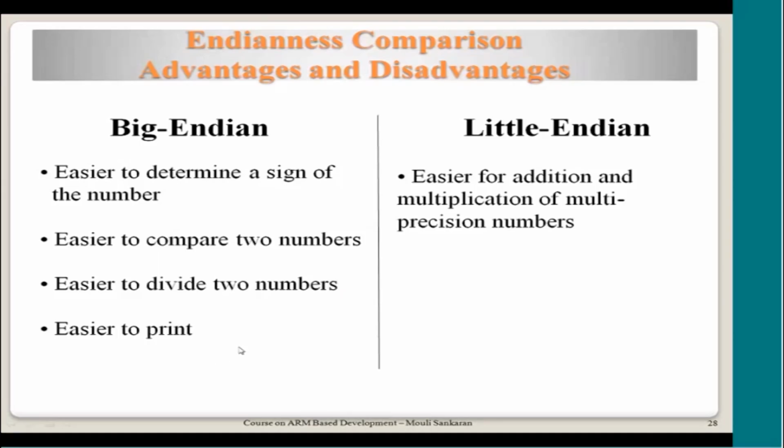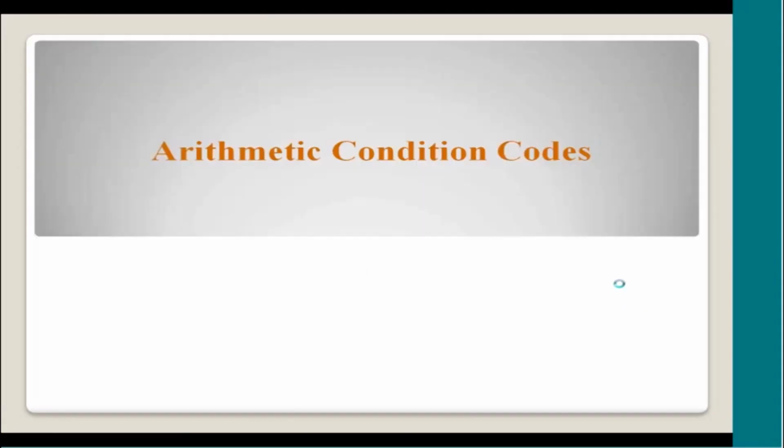Please don't conclude that these operations cannot be done in little endian. It is only easier in this implementation, but both are equally good in terms of supporting other features. Multiplication and multiple precision numbers are also easier in implementation. So let us now jump into another important area of processor architecture, which is arithmetic condition codes.